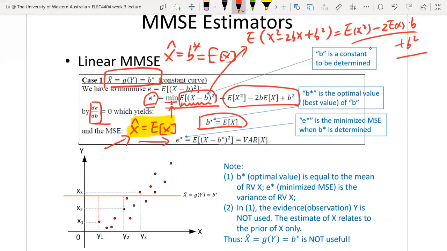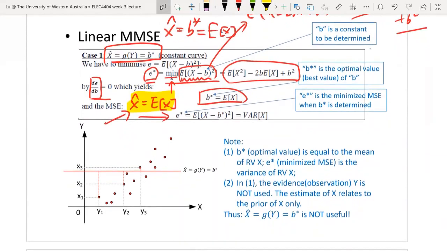Okay, so this whole thing here is not good. That is indicating we are producing our estimation without using the known condition. If you do not use the known condition, when you estimate the x, you do not have any clue on it, right? Okay, now let's have a look here. The b star is equal to the mean of the variable x, and the minimized mean square error is the variance of the variable x. So actually, very simple calculation.